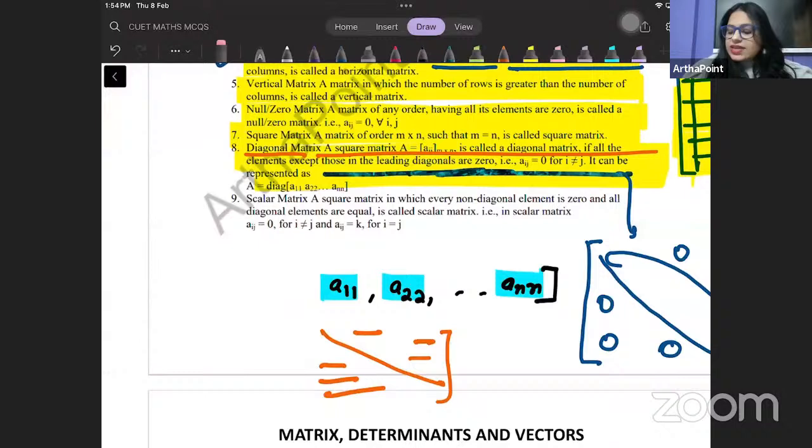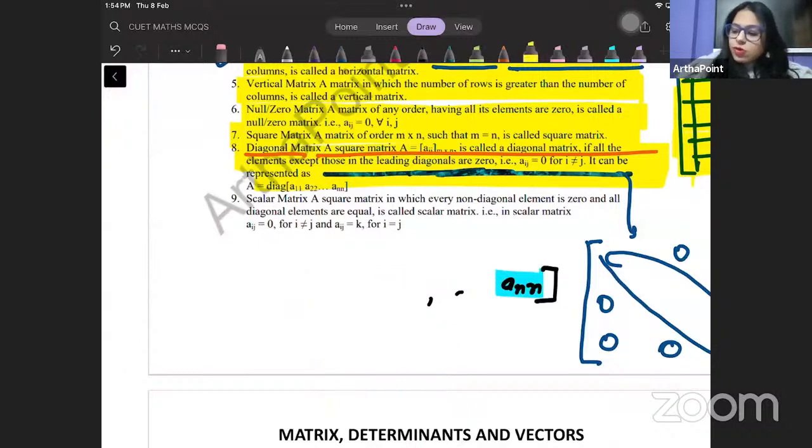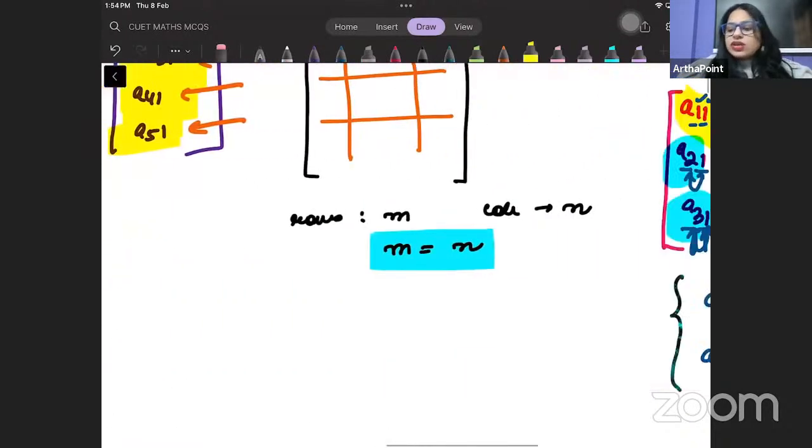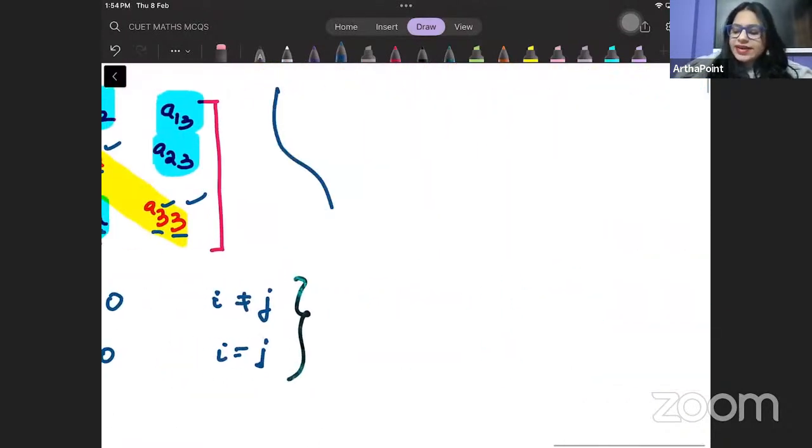The next is called a scalar matrix. But before I can explain a scalar matrix, I need to explain to you what an identity matrix is.